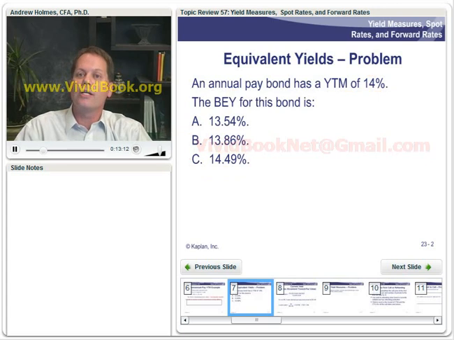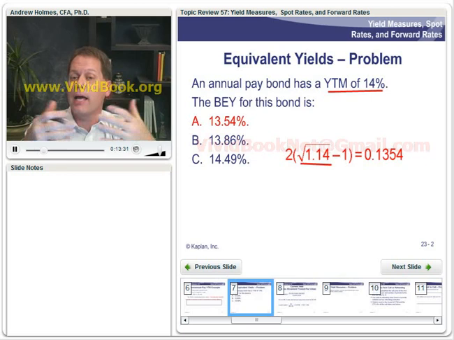So the question is, what is the semi-annual yield that we can multiply by 2 that is going to give us the same effective yield as 14%? So we're going to take that 14%. We are going to take the square root of it. So 1 plus 1.14, take the square root. That's going to tell us how much we would have to have each semi-annual period. Notice that it's going to be less than 7%.